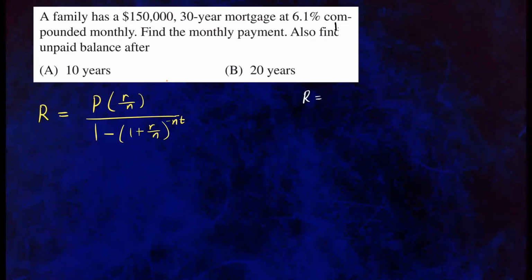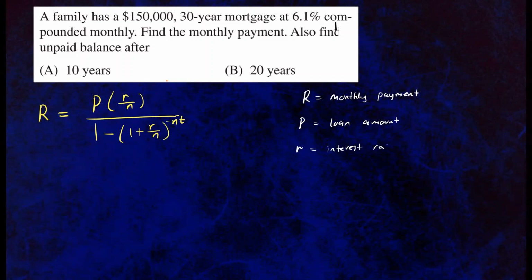So R is going to be our monthly payment, and P will be the principal amount, or in this case, the loan amount. And the little r is going to be the interest rate. And n is the number of times we're going to compound, so the number of compounding periods. And t is, of course, going to be time in years.